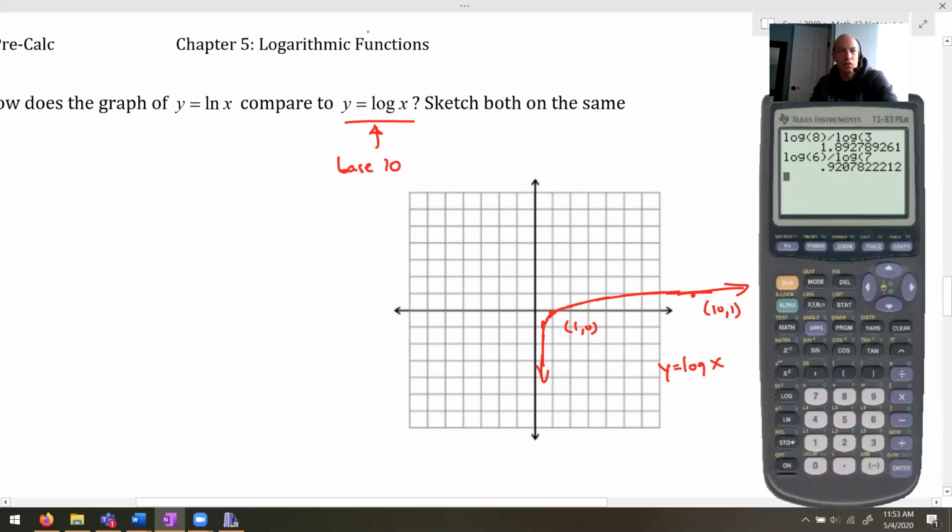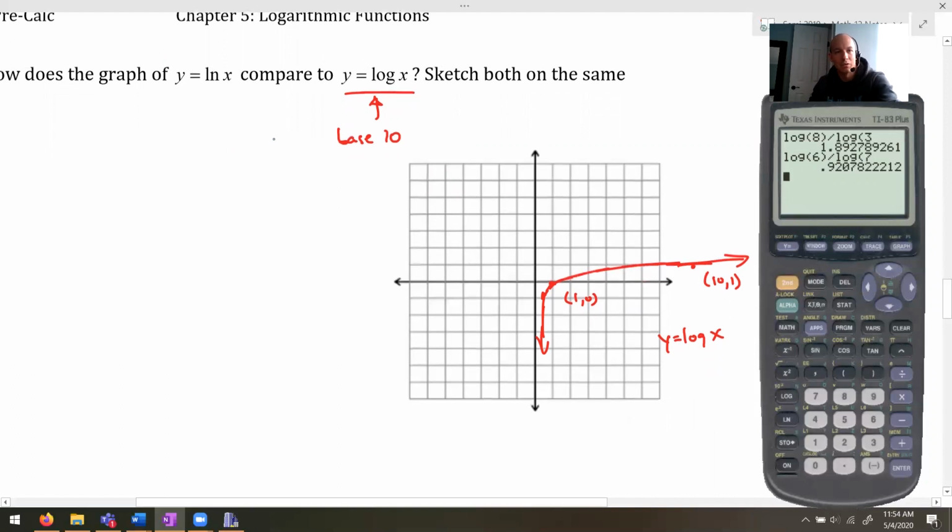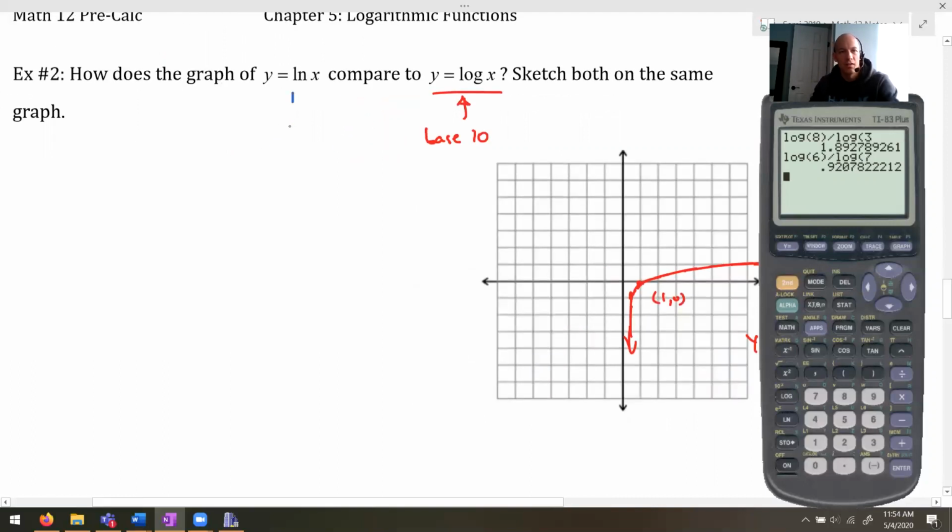If I wanted, I could table values and work out this other one, but I'm going to use something I think is a little bit cooler. So we know this is y equals, it's identical to log base e of x, okay? ln x is log base e of x. They are the same thing. They mean exactly the same thing.